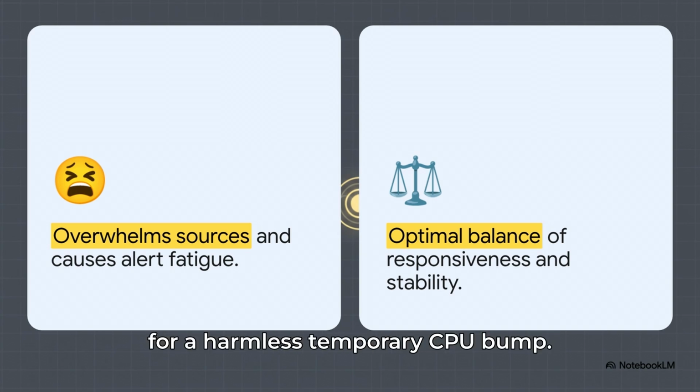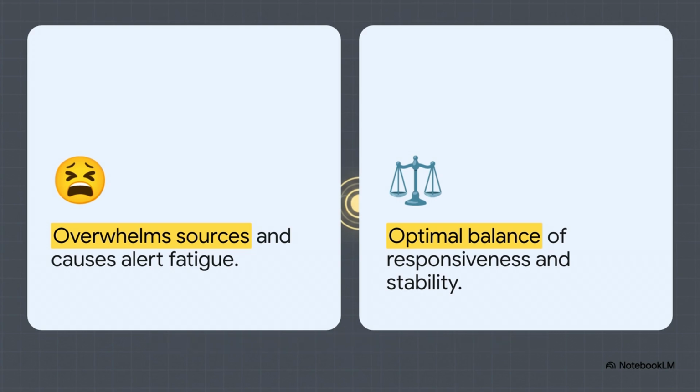for a harmless temporary CPU bump. Checking every 10 seconds, well, actually doing that just absolutely overwhelms the data source anyway. Instead, the sources highly recommend a 1-minute evaluation interval combined with a 5-minute for duration, which is also known as a pending period. This gives you an optimal balance, ensuring the error is a sustained, real problem before we actually go ahead and sound the alarm.